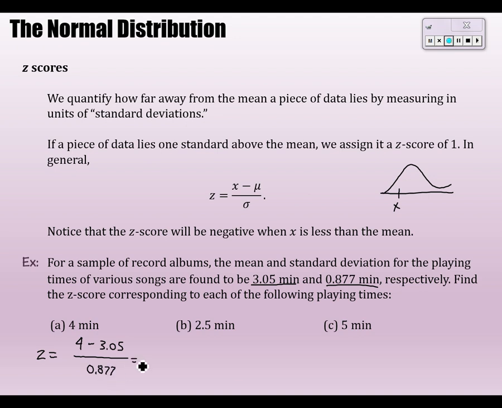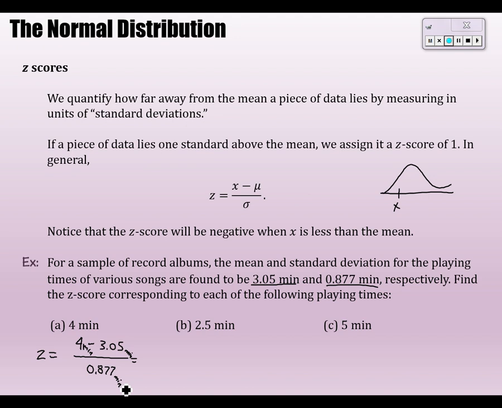We're expecting this first one to have a positive z-score. The second one we're expecting to have a negative z-score, and the third one positive and big too. 5 minutes, it's a long song. If you actually do the unit analysis, what are the units? It's kind of unitless, actually. It's a number of standard deviations. This is in minutes, this is in minutes, and this is in minutes, so the minutes cancel out. We get this naked unitless number.